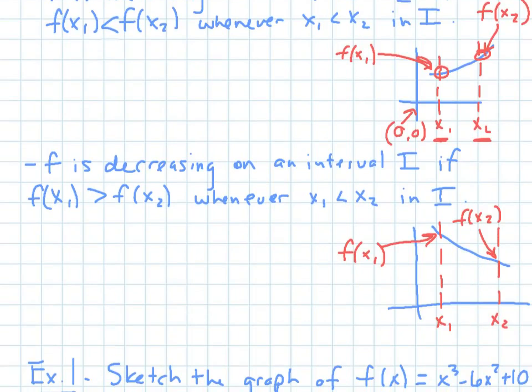F is decreasing on an interval I if f of x sub 1 is greater than f of x sub 2 whenever x sub 1 is less than x sub 2. So looking at my graph, still this is our origin. Okay, so this x value is smaller than this x value. So that means for this graph, f of x sub 1 is bigger than f of x sub 2. So the y values are different. So we're oriented differently so that it creates a decreasing interval of our graph.